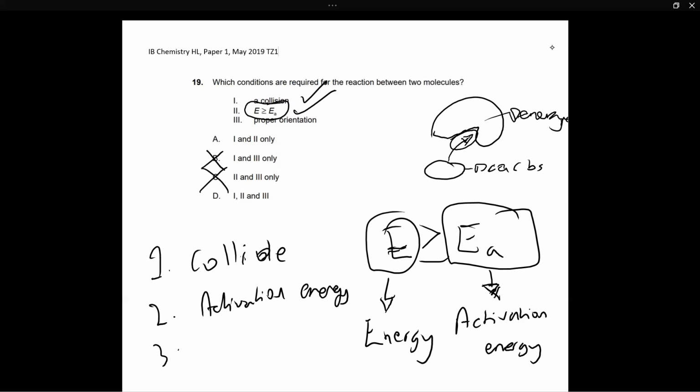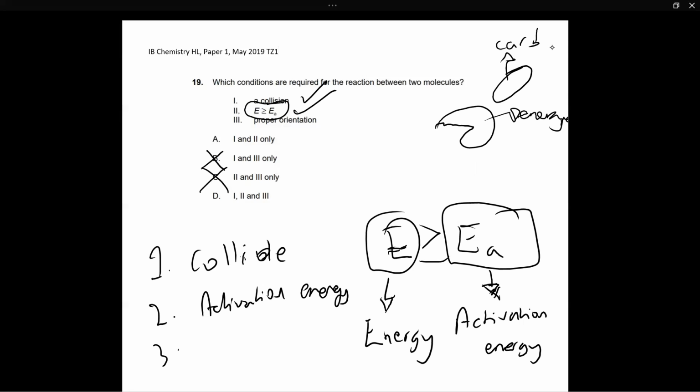Now imagine, right, if the carbohydrate wasn't coming at this angle. Imagine if the carbohydrate was coming at this angle. So suppose this is the enzyme here and the carbohydrate is here. This is the carb. Even though the carbohydrate and the enzyme are going to collide, and even though they both have the activation energy, there will be no reaction, because the active site, this area over here where the carbohydrate is supposed to fit, where the breaking down takes place, is facing away from the carbohydrate.